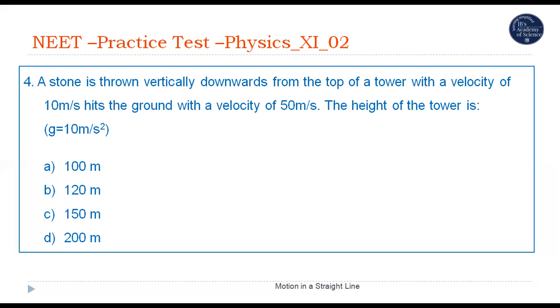Question number 4. A stone is thrown vertically downwards from the top of a tower with a velocity of 10 meter per second, and hits the ground with a velocity of 50 meter per second. The height of the tower is, given g is equal to 10 meter per second square: option A, 100 meter; option B, 120 meters; option C, 150 meters; option D, 200 meters.